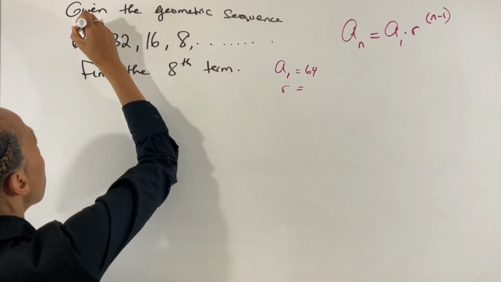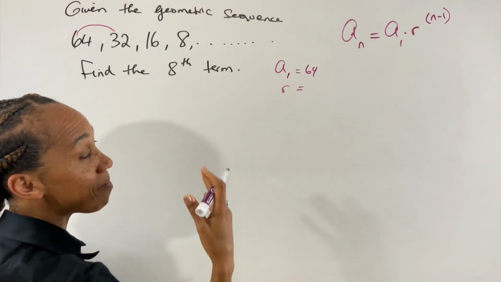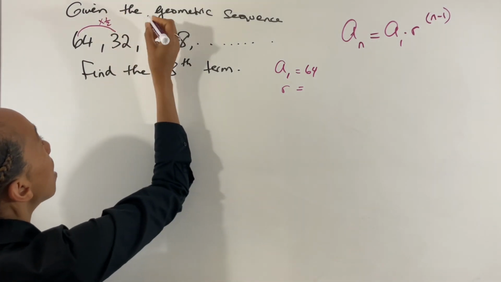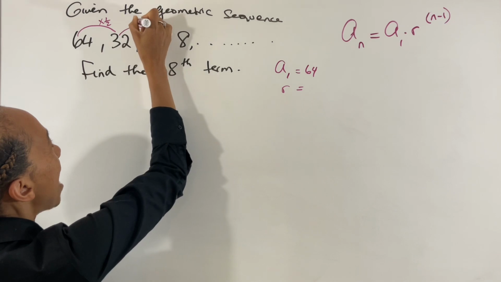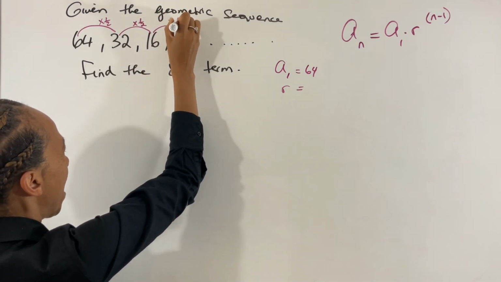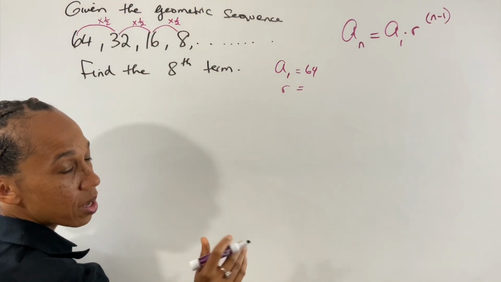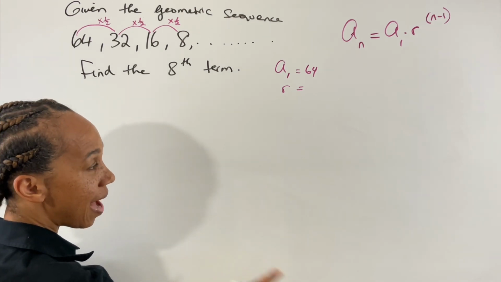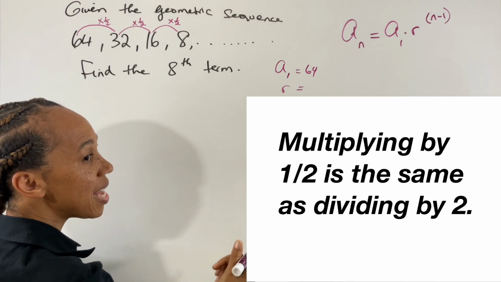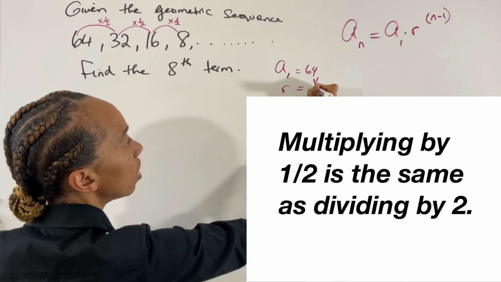r, going from 64 to 32, that is a division of 2, which is the same as multiplying by a half. So please, it is multiplying by a half. From 32 to 16, that is multiplying by a half. From 16 to 8, that is multiplying by a half. Don't make the mistake and write 2. No. 2 is totally different from a half. Okay? You multiply by a half, which is the same thing as dividing by 2. But do not write r equals 2. r is equal to a half.